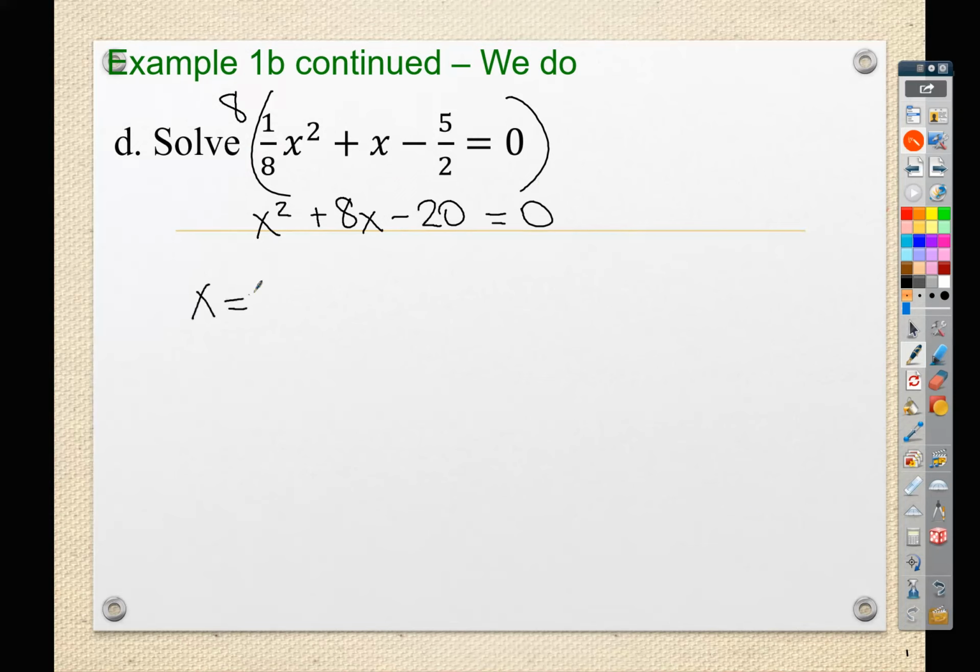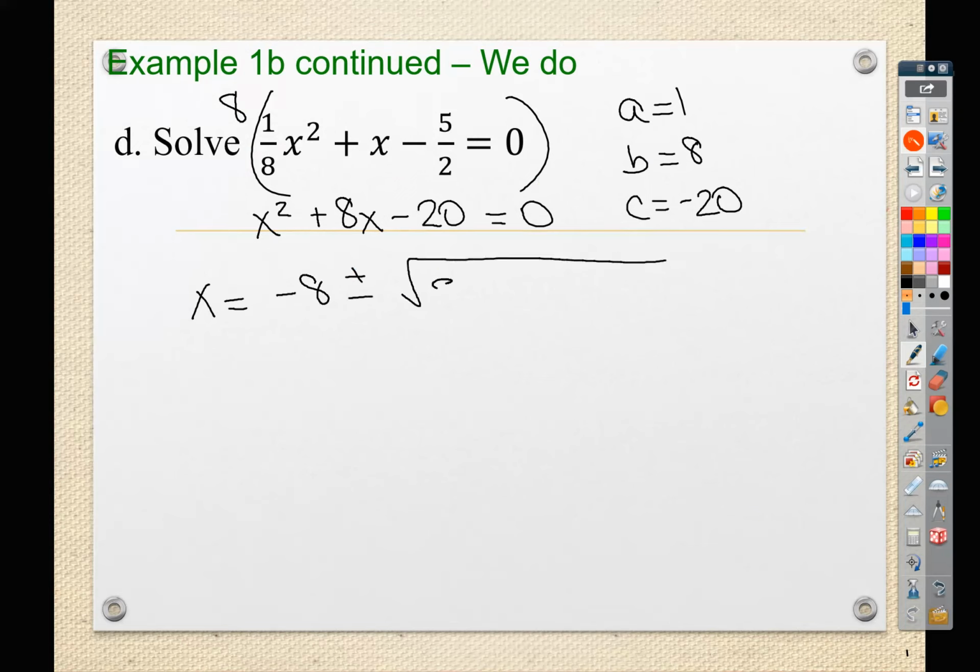So we have, oh, I'm sorry, my A is 1, my B would be 8, and my C is -20. So now if I do all that, I would get negative B plus or minus the square root of B squared minus 4AC, all over 2A.